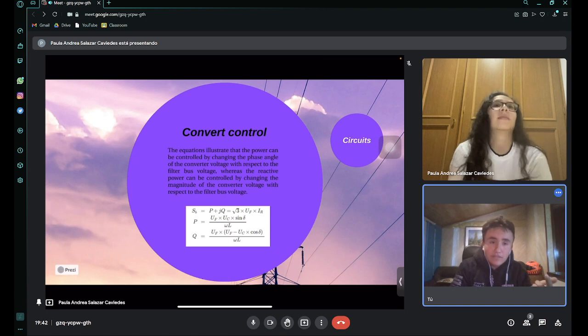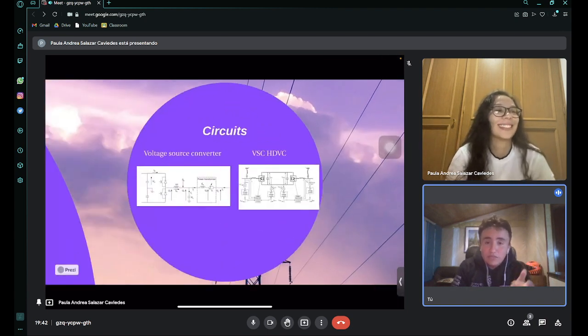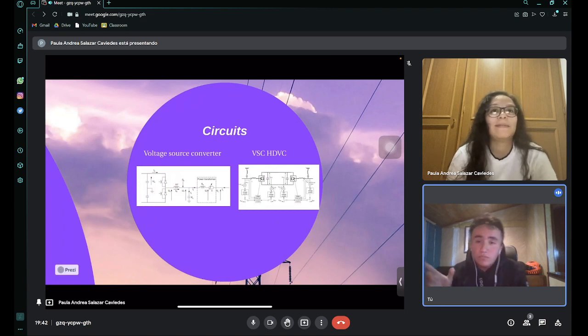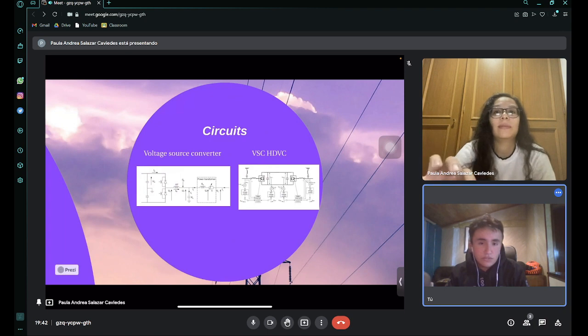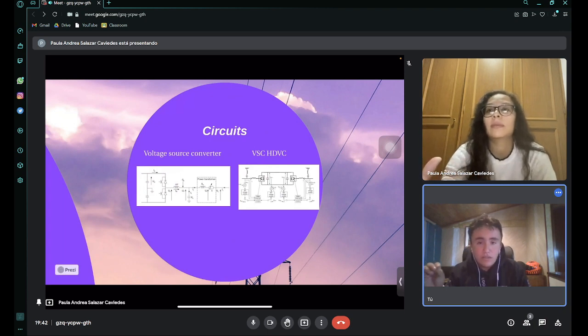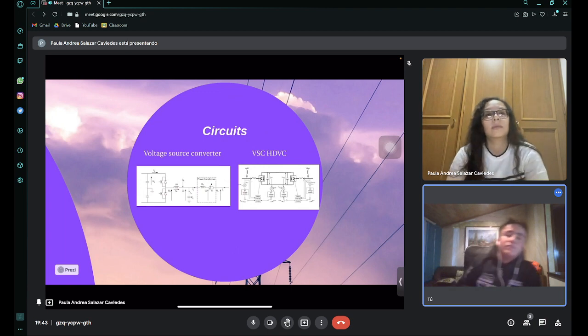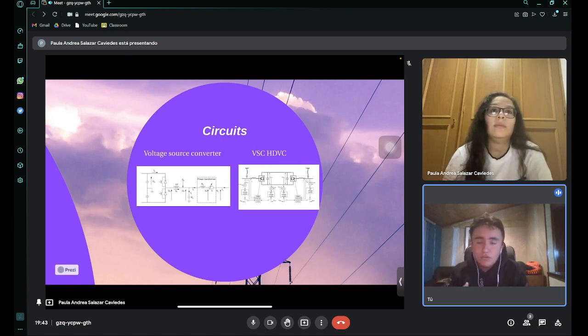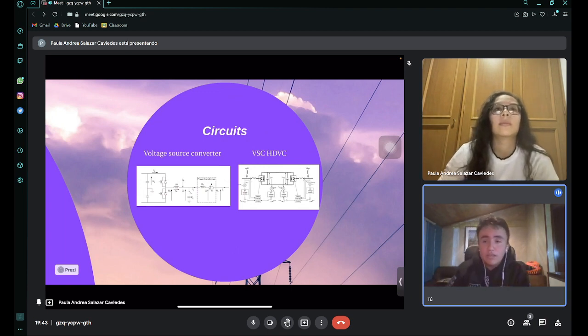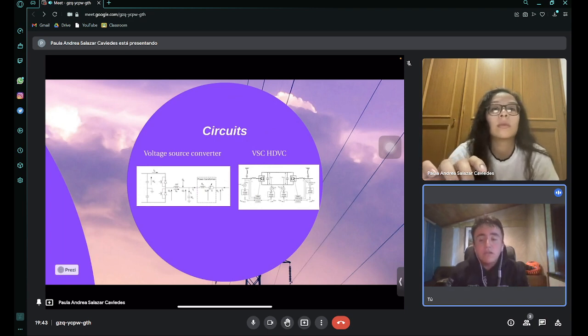In the next part, we have a circuit of the voltage source converter. This is for AC converters and VSC HVDC. This is a voltage supply, or voltage source, for this stage. We are going to talk about PWM.